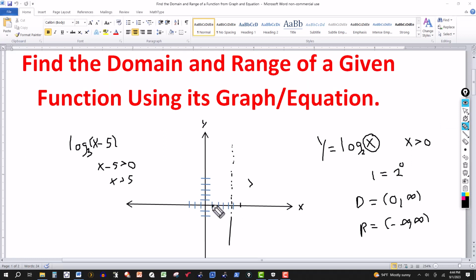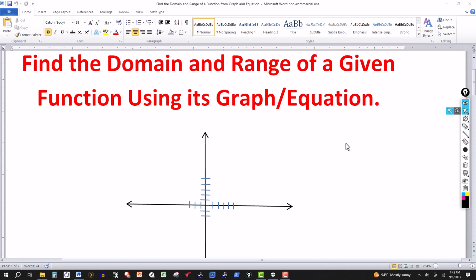And the point that was here moves over here to 6, because notice if I put a 6 right there, 6 minus 5 is 1. The log of 1 to base 3 is 0. So the graph would cross something like this. So for the domain, the 5 is not included. The domain would be from 5 to infinity, and the range goes out that way, comes down this way. The range is still the same. So for this particular one, we have this.